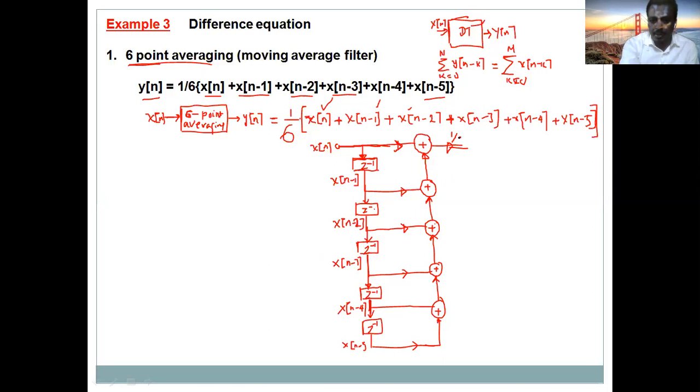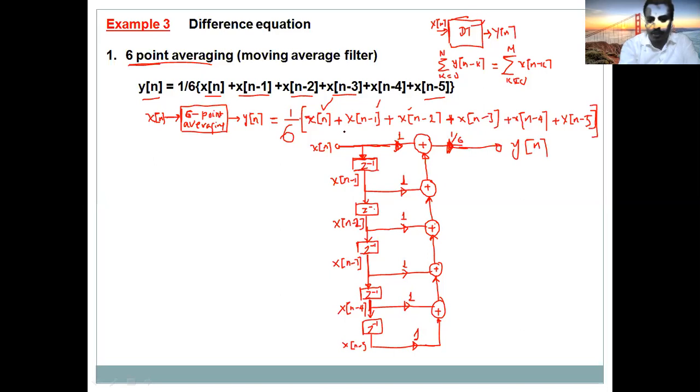When you multiply by 1 over 6, this is a multiplier. All these multipliers are 1. This is 1, this is also 1, this is also 1, this is also 1, this also 1. Because as you can see here, the coefficients for the inputs are 1, added together and finally multiplied by 1 over 6 to take the average. It will give us the output.